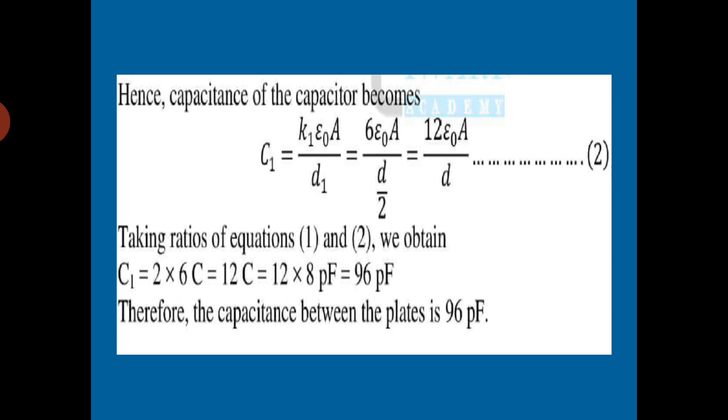K1 epsilon naught A by D1. Put K1 is equal to 6, D1 is equal to D by 2. This 2 will go to the numerator and you get 12 epsilon naught A by D. So clearly it is 12 times the initial value, the original value. And the original value was 8, so it is 12 into C, 12 into 8. So it comes out to be 96 picofarads.